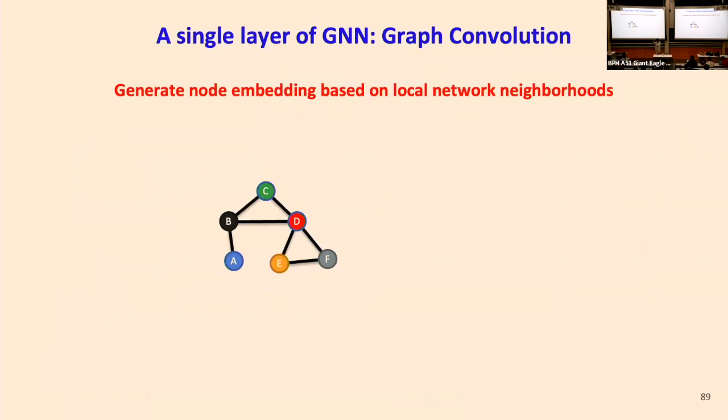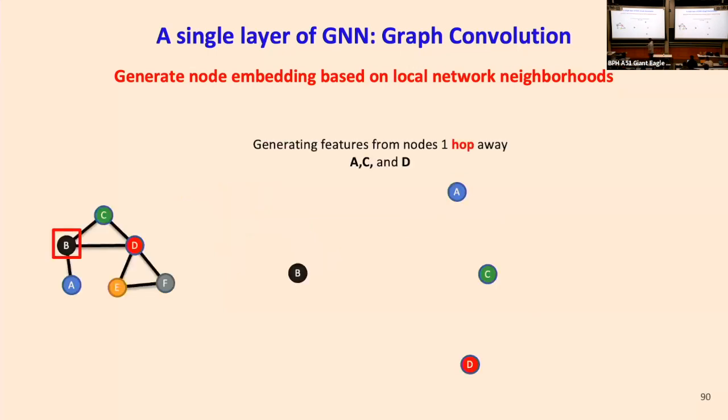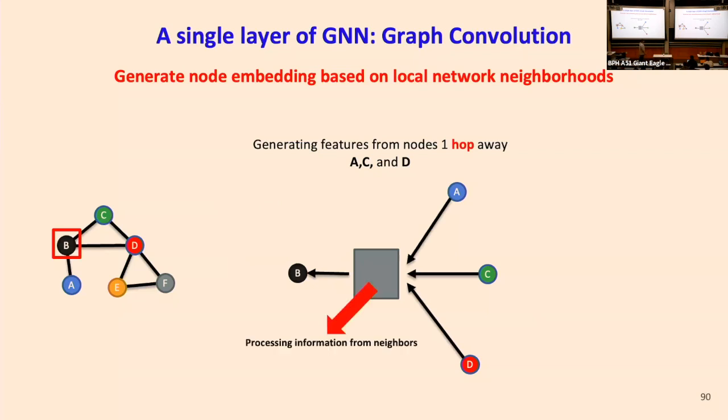But let's say we want to generate node embeddings based on local network neighborhoods, and we choose this as the target node, right? So its immediate neighborhood would be made up of the things connected by these 3 red edges, would be C, D, and A. Right. So let's say what we do is we put all the nodes in place. We pool all the information in from our nodes. We do some processing to it, and we give it to B. And now B has information from A, C, and D, which are its immediate neighbors, right?